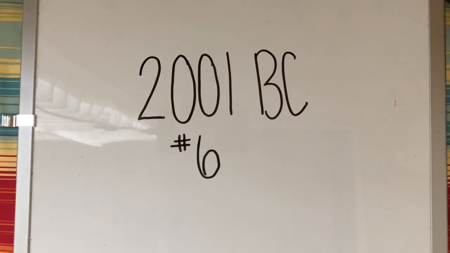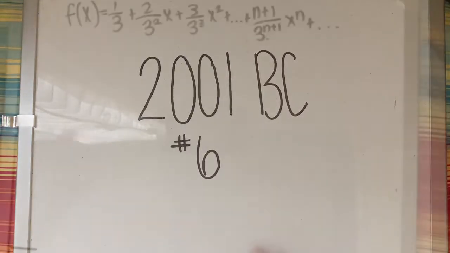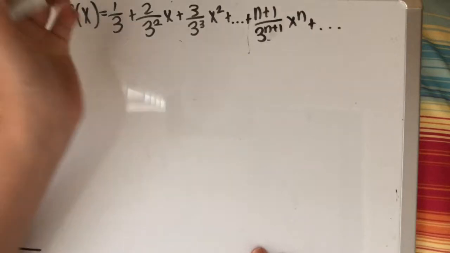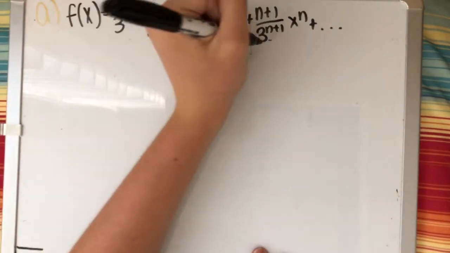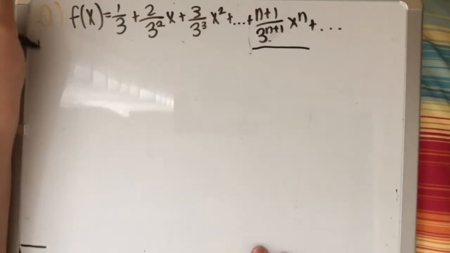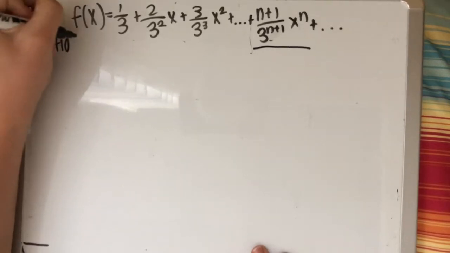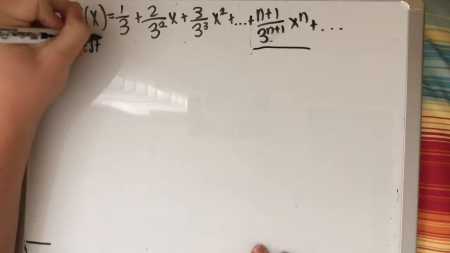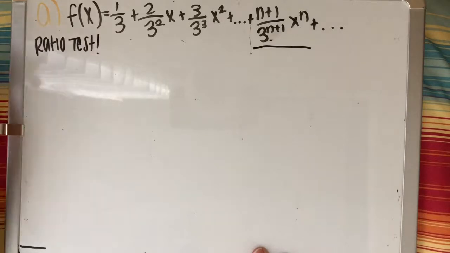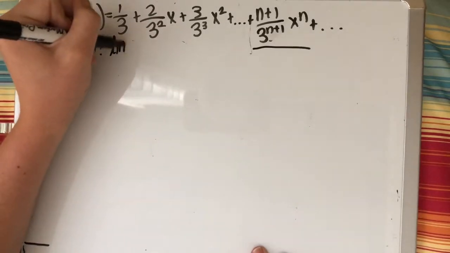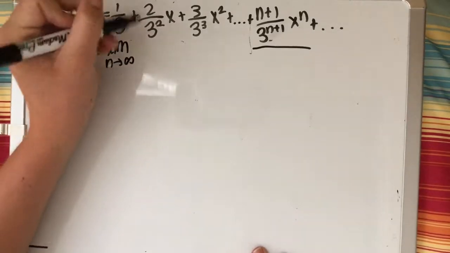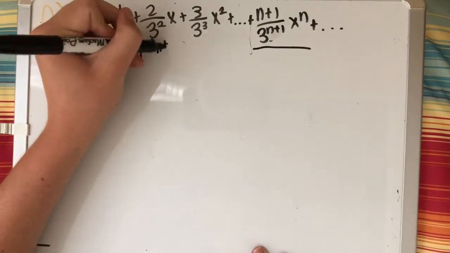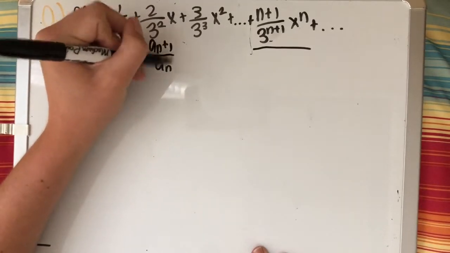This is number 6 from the 2001 BC exam. We're given the function f defined as a power series, and in part A we're asked to find the interval of convergence. So to do this, we're going to use the ratio test, and that is going to be the limit as n approaches infinity of the absolute value of a sub n plus 1 divided by a sub n.